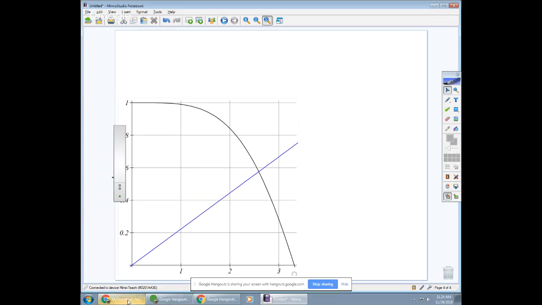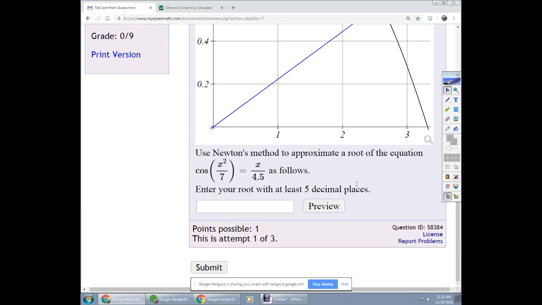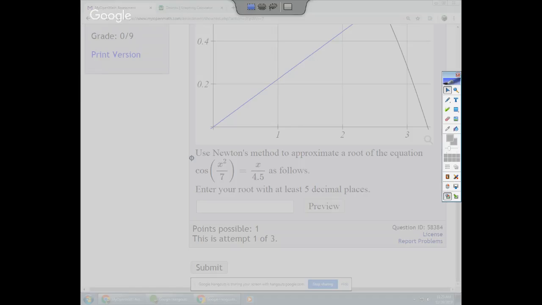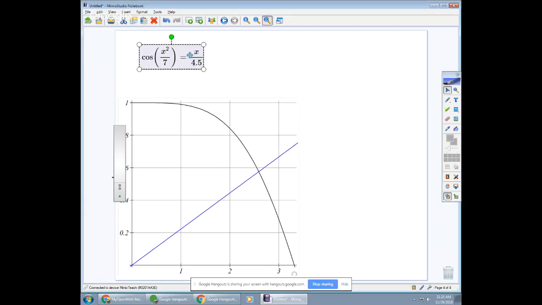Okay, so Newton's method, and then shall we use Desmos or a spreadsheet? Desmos? Okay, Desmos it is. Even though a spreadsheet's way more efficient, that's okay.